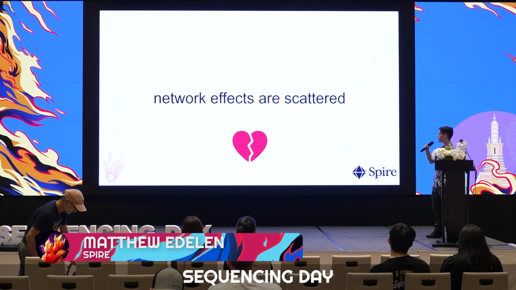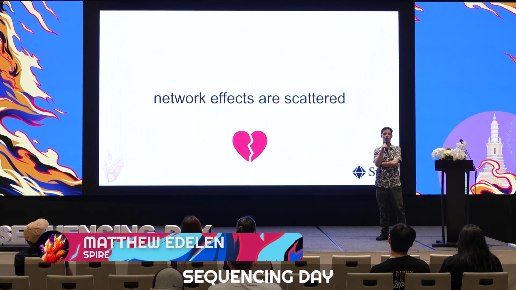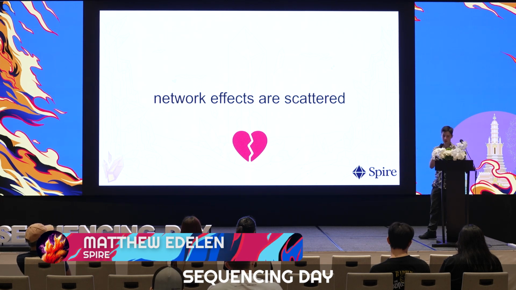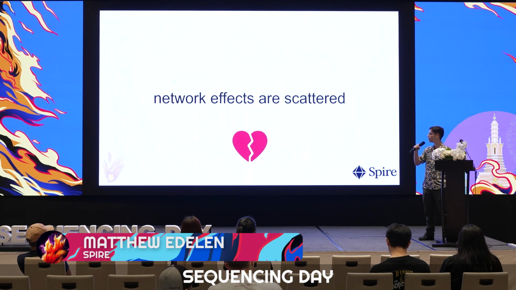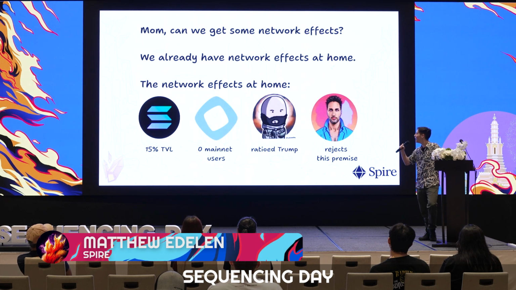So first of all, network effects are scattered. They are not present only on one chain, but rather present on multiple chains, multiple ecosystems. And I believe this is a problem, maybe not as much of a problem as some people who are selling solutions would set out, but it's something that we do need to evaluate.